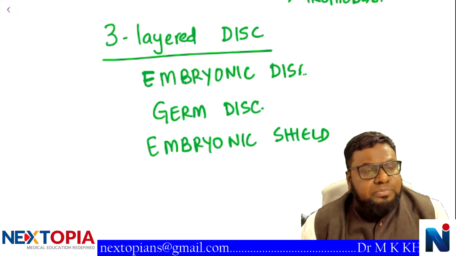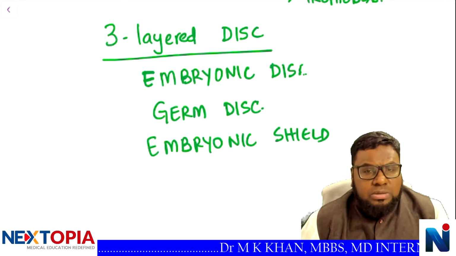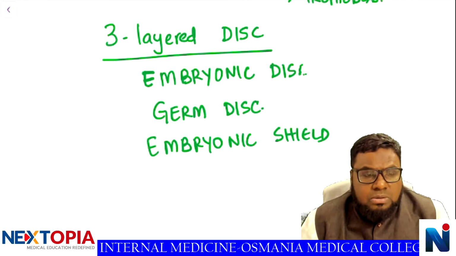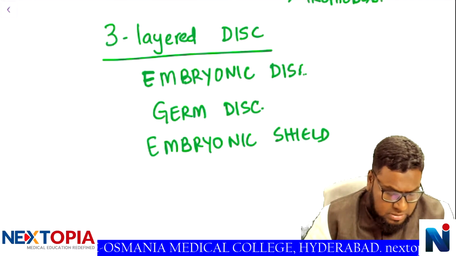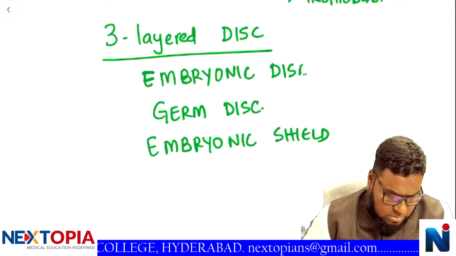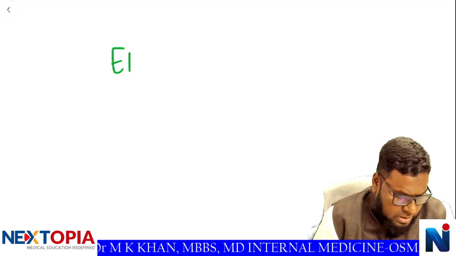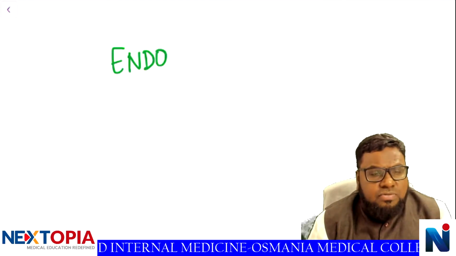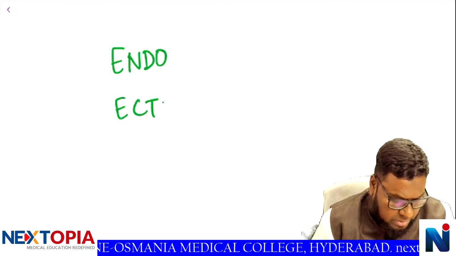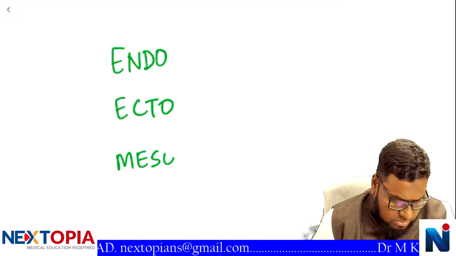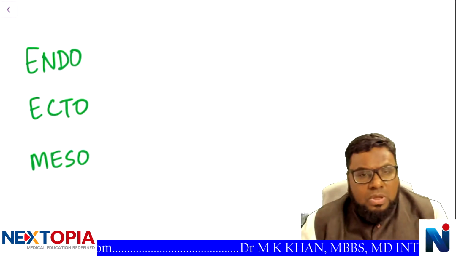The 3 layers which I am talking about are formed around this disc, a coin-like structure, and they are named based on the site. If it is inside the disc, you are calling it as endoderm. If a cell layer is formed outside the disc, you are calling it as ectoderm. And in the middle of the disc, you are calling it as a mesoderm. So let us try to understand based on the diagram of inner cell mass.